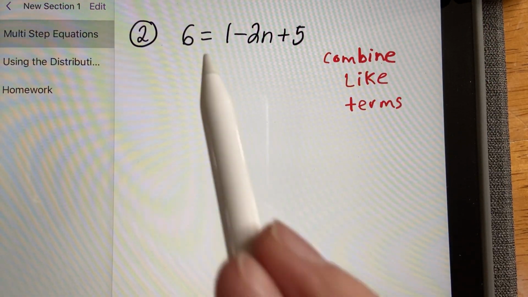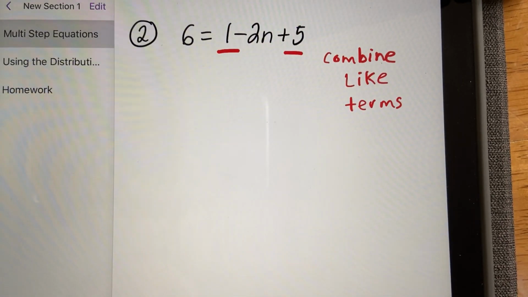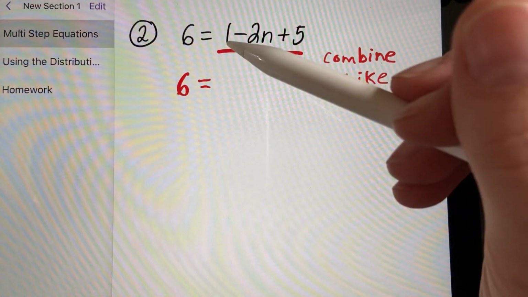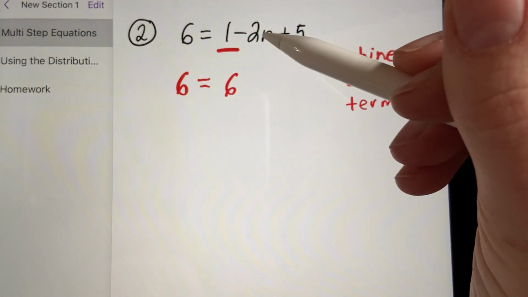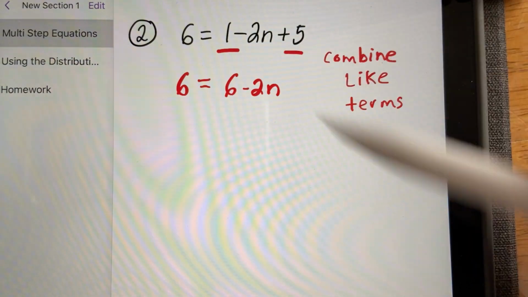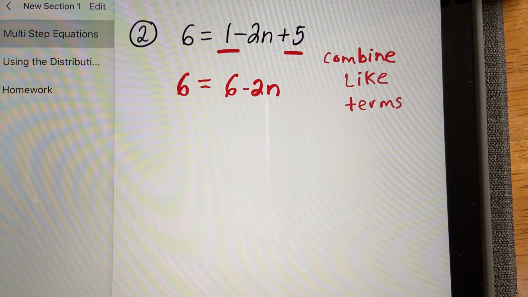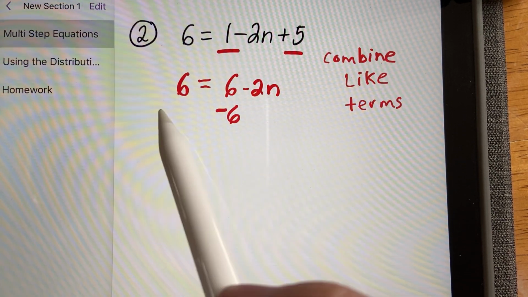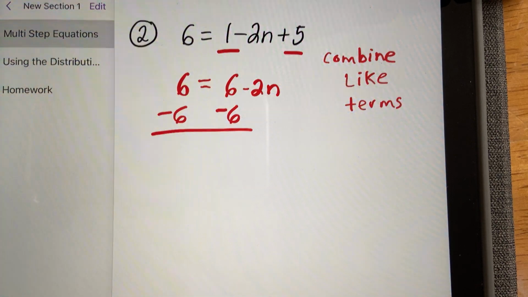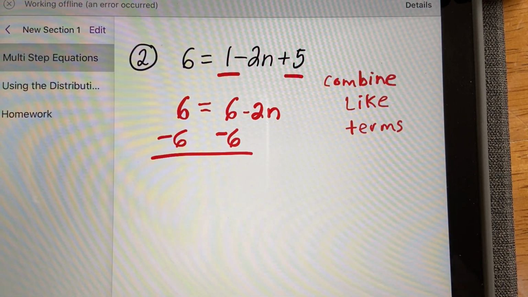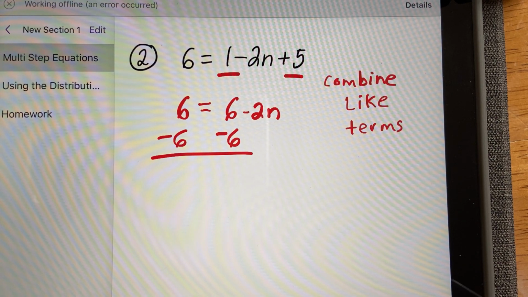Okay, so that means I'm just going to take the 1 and the 5 and add those together. That's why I underlined them. So this is just 6 equals 1 plus 5, which is 6, and then don't forget the minus 2n. That negative sign goes with the 2n, so it's minus 2n. Then the next thing you want to do is subtract 6 on both sides. Remember, when you're solving an equation, you're trying to get the variable all by itself, so we want to undo whatever is being done to that variable.